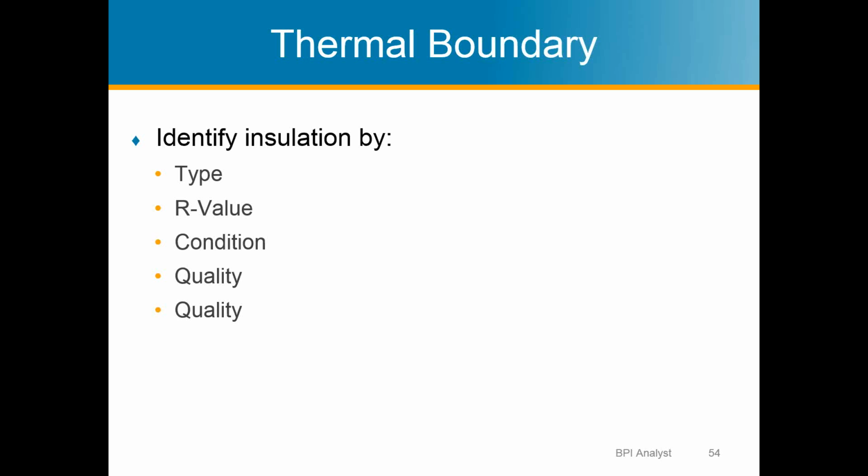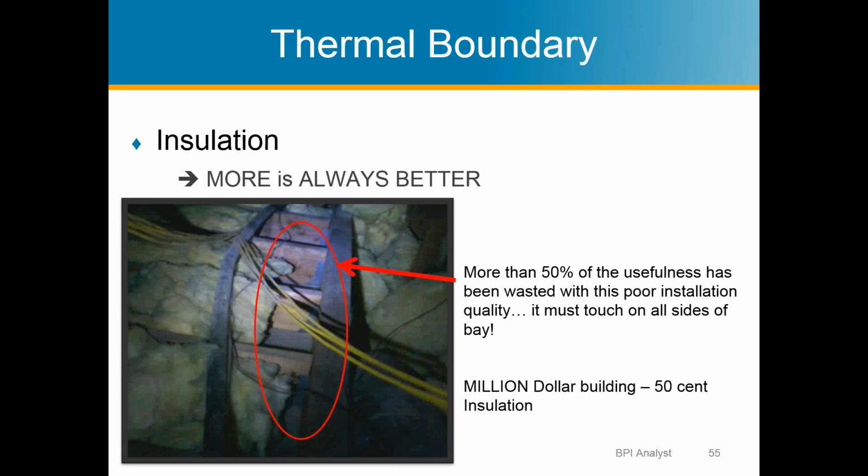Okay, so when you're identifying insulation, you're going to look for the type, fiberglass, cellulose. Try to figure out the R value, and usually that's going to be from a table. You want to see the condition of the insulation, the quality and the quantity. So the depth, typically, or the thickness.